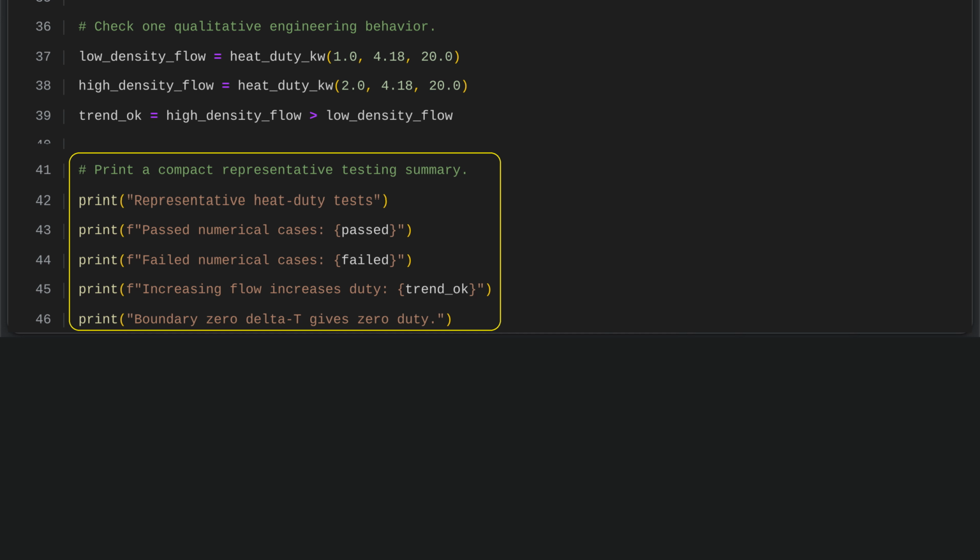The heat duty test summary reports representative cases, including how many numerical tests passed and failed. It also checks expected engineering behavior by confirming that higher flow rate increases heat duty. A final boundary check verifies that when the temperature change is 0, the heat duty is 0 as well.